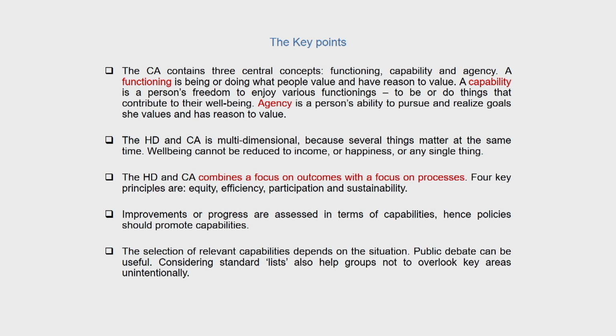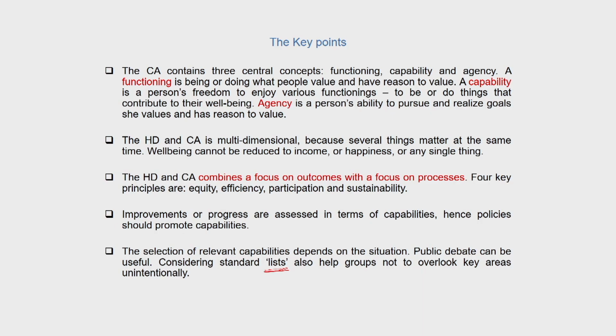In the future classes, we will look at some of these lists of capabilities that have been worked out. Sen himself never came up with any list of capabilities, whereas other researchers such as Martha Nussbaum have worked on certain lists of capabilities which are important in expanding the capability set of an individual.